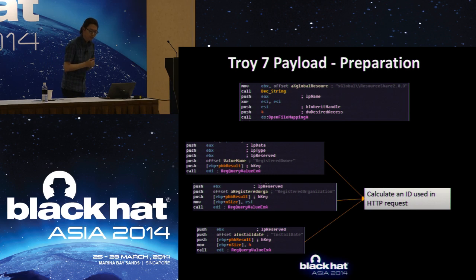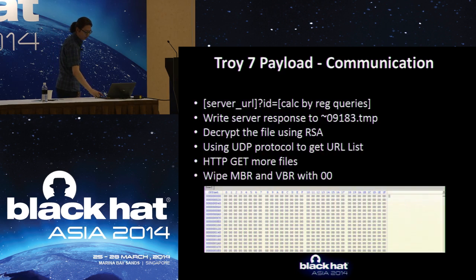File mapping object, but the pattern changed. Global resource share, and it's the same thing. Calculate ID by querying the three registry entries. Here is quite different from other Troy cases.